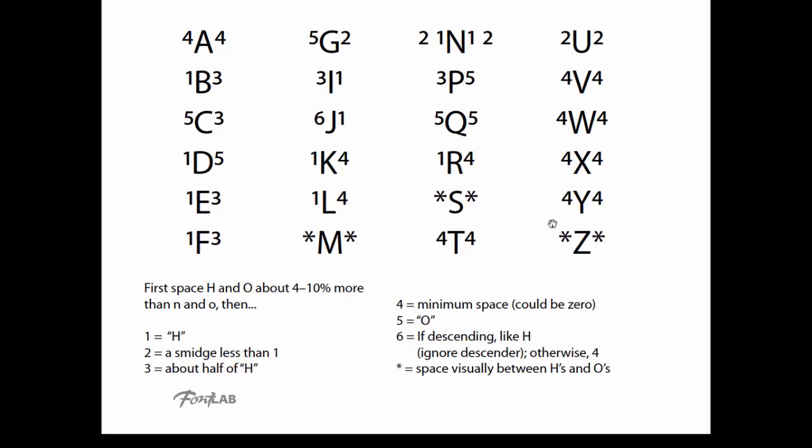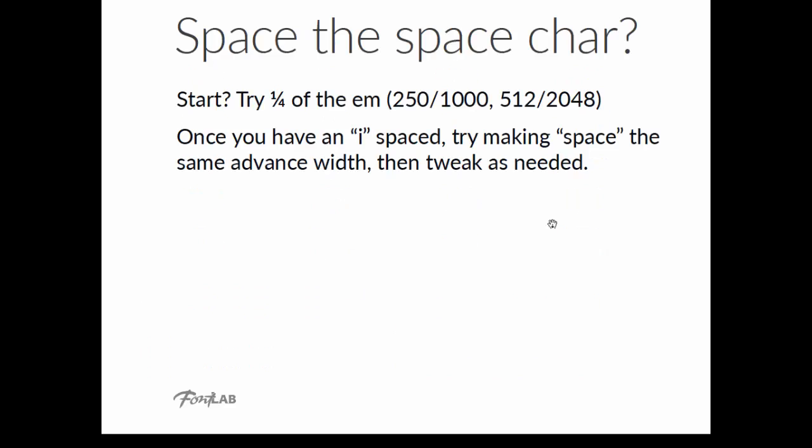So we've looked at the lowercase, we've looked at the caps. What about the space character? Okay, well, this is tricky. As a starting point, you could try using 1/4 of the M. If you've just got a few letters, you're just getting going, you want to have a space because you need to be able to hit the spacebar and put space between things, and you don't want to have to use kerning in your app to do it.